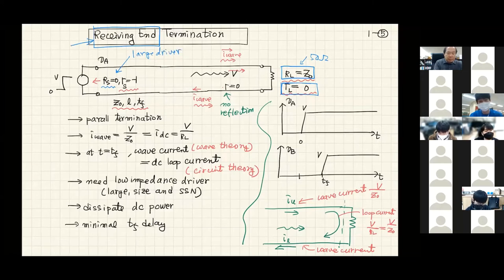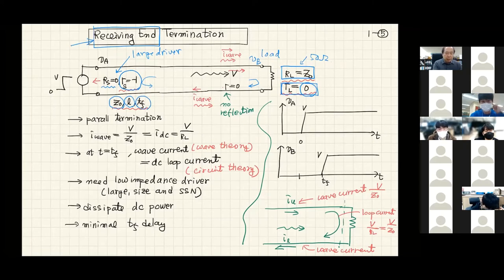And because of this source impedance, when the wave is reflected at the source, the reflection coefficient is becoming one. And when we have reflection here at the load, we have zero reflection coefficient. And I assume that this transmission line has impedance Z0, and the length of the transmission line is L, with flight time TF.